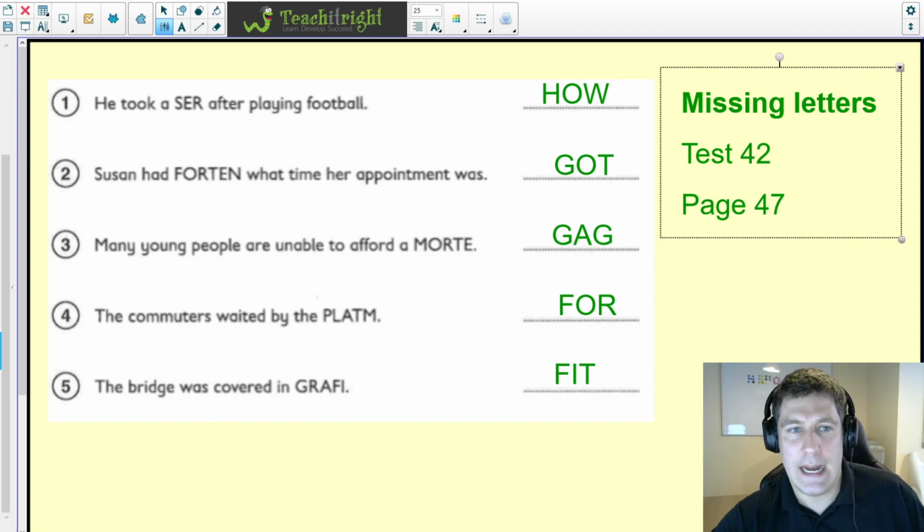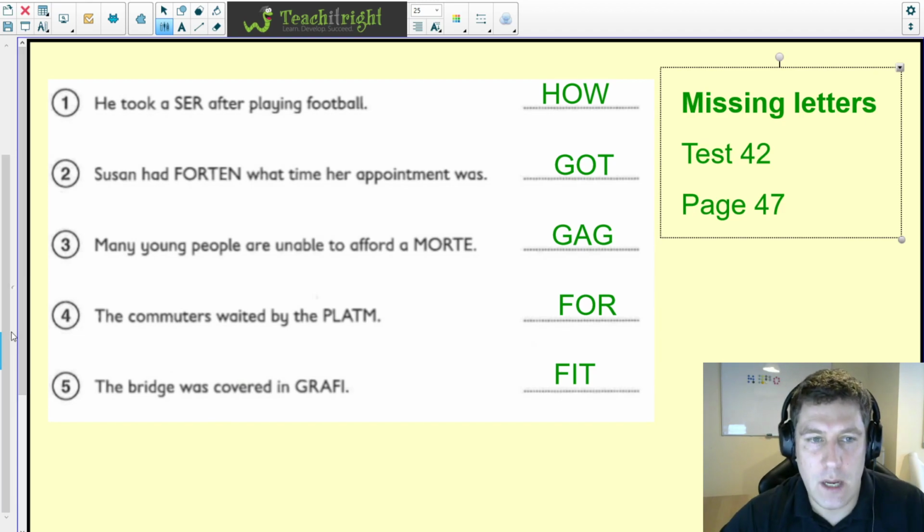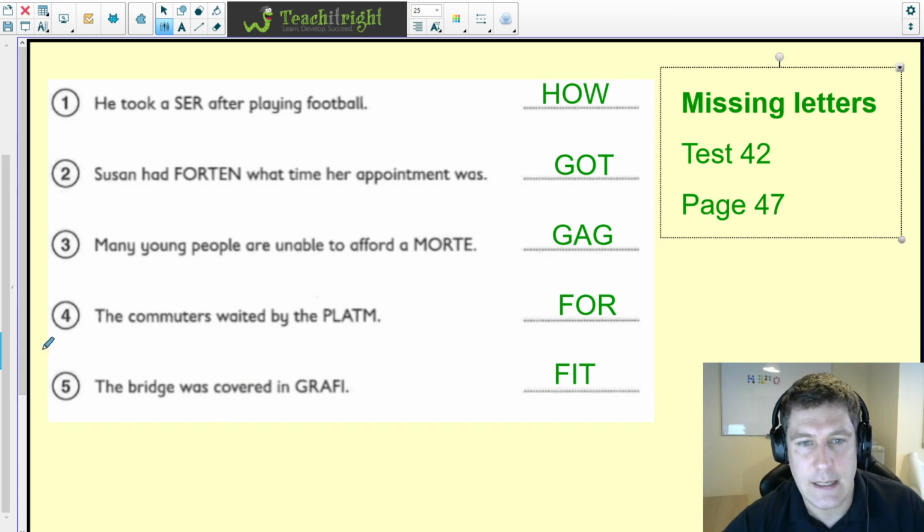I'm going to have a look now at the second lot of missing letter questions that you had for your homework. You now need to go to test 42, and that's page 47. Okay. So we know what our technique is here. We're getting very used to these. Again, you've got to be good spellers, but it's also really important, of course, that you cross out the right letters, and hopefully you'll arrive with a nice three-letter word. But using that sentence is the key. He took a something after playing football, and I hope all footballers do this. If they're playing football and they've got hot and sweaty, they've hopefully had a shower afterwards.